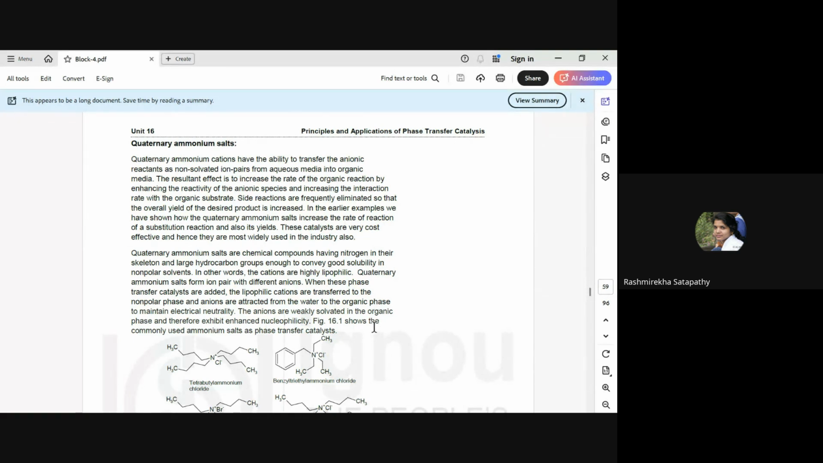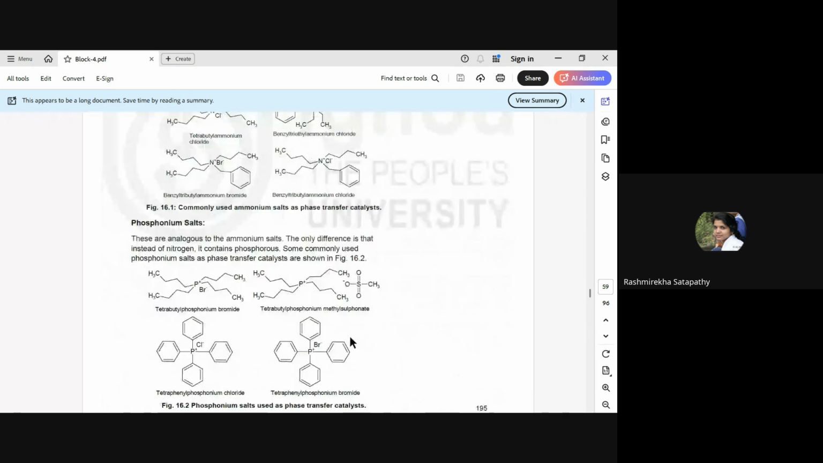Good solubility in the non-polar solvent, quaternary ammonium salt. In other words, these cations are highly lipophilic. Quaternary ammonium salts form ion pairs with different anions. When the phase transfer catalyst is added, the lipophilic cations are transferred to the non-polar phase and anions are attracted from the water to the organic phase to maintain the electrical neutrality.